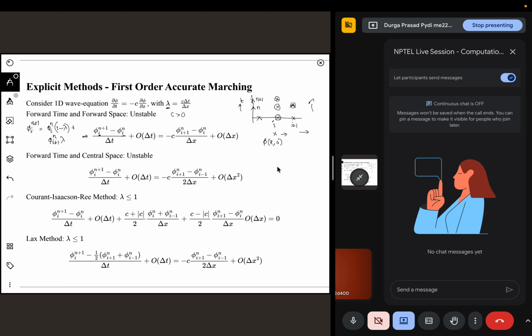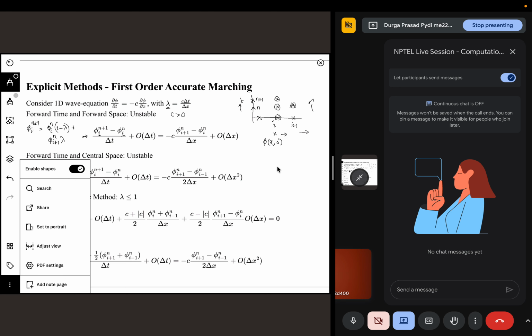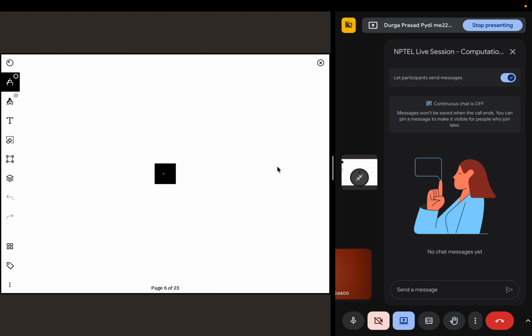So we will do a formal analysis also of how to calculate stability for this kind of problem. Just to give you an idea of how to do that, let's take the same form. So we have phi n plus 1.